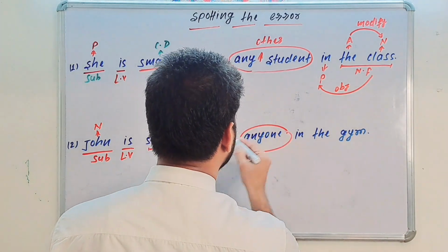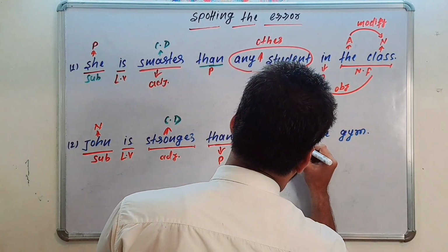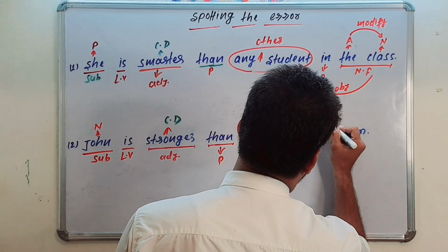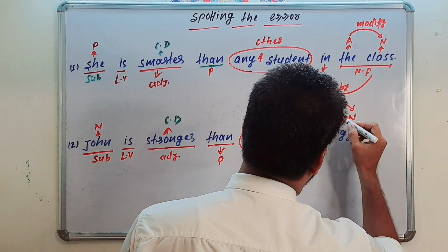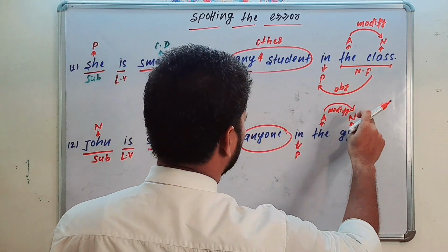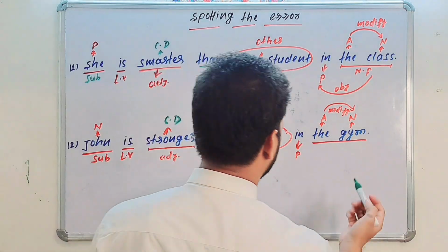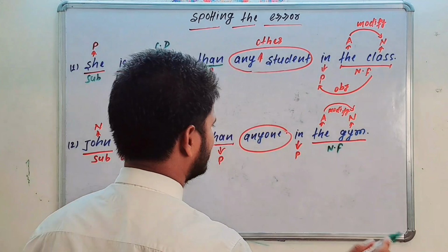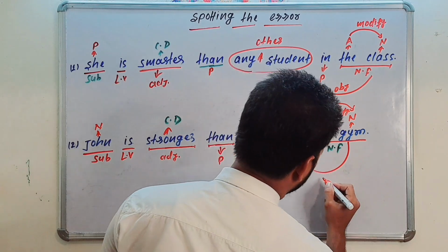Here I spotted the error part. This is the error part. In the gym: "in" is a preposition, "the" is an article, "gym" is a noun. Again, the article modifies the noun, the modifies gym. But here, this is your noun phrase. And one most interesting thing, this is also an object of preposition.